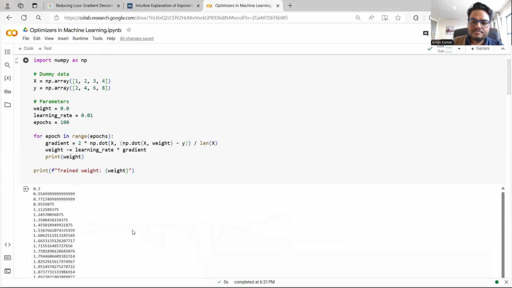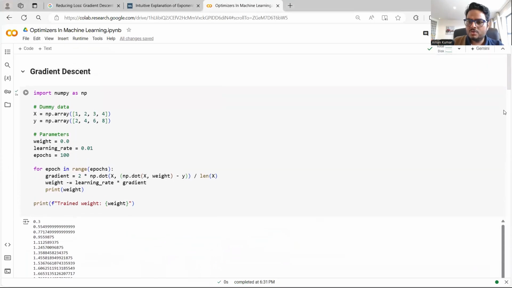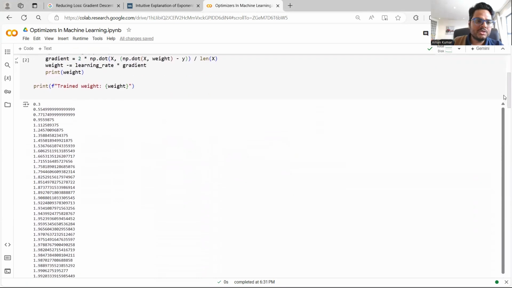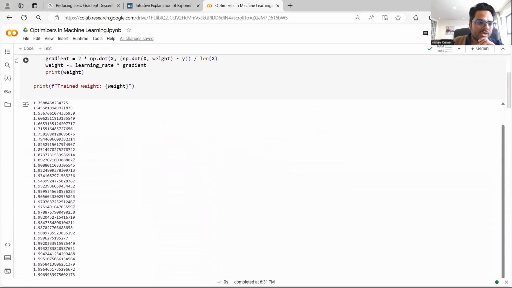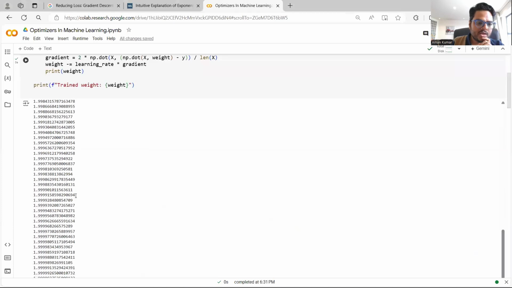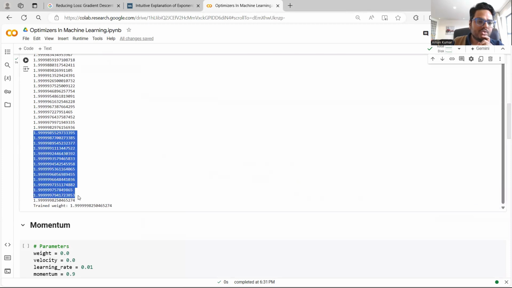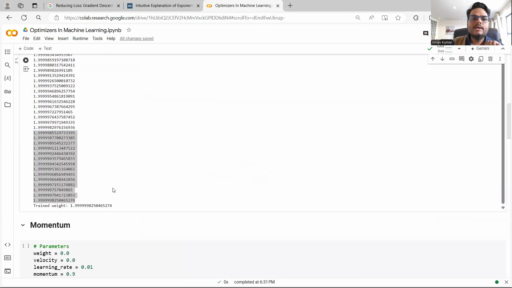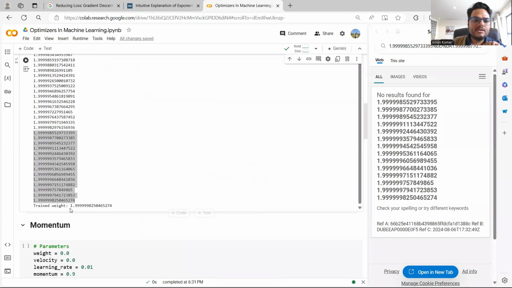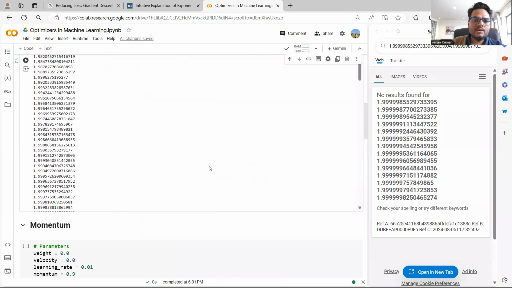If you see here, initially the change is more. For example, it starts from 0.3, goes all the way till 1.8, 1.9, 1.9, and in the end you see 1.999999, same kind of values. So in the end, the movement is very slow and it is stabilizing at this value. Okay, so this is one.